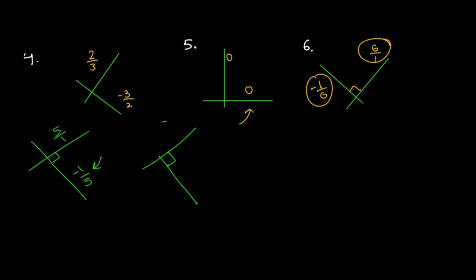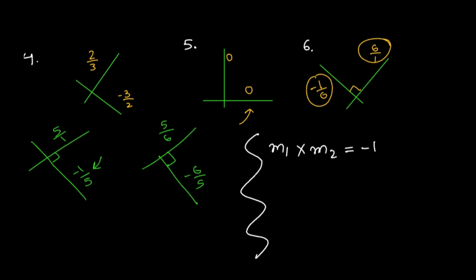If the gradient of this line is 5 over 6, then the gradient of the line perpendicular to it will have a gradient of negative 6 over 5. So what you need to observe is perpendicular lines have gradients that multiply to give negative 1. So m1 is the gradient of a line and m2 is the gradient of the line perpendicular to it. So m1 times m2 is always equal to negative 1.